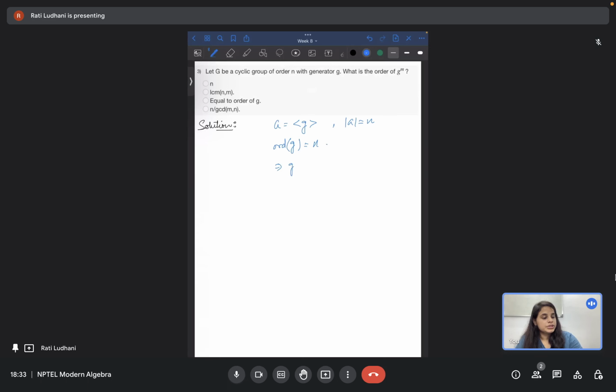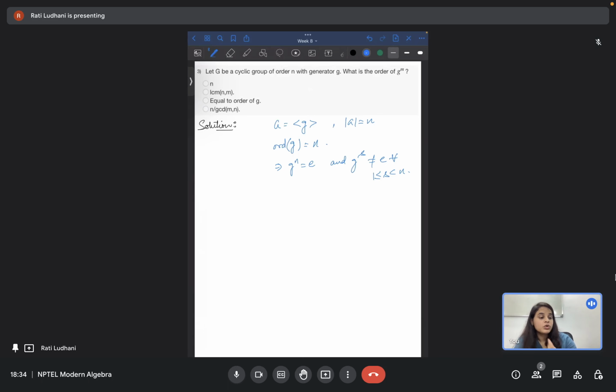This implies g raised to power n is equal to identity, and g raised to power s is not equal to identity for all s bigger than or equal to 1 and not equal to n. Okay, so the order of g is equal to n.